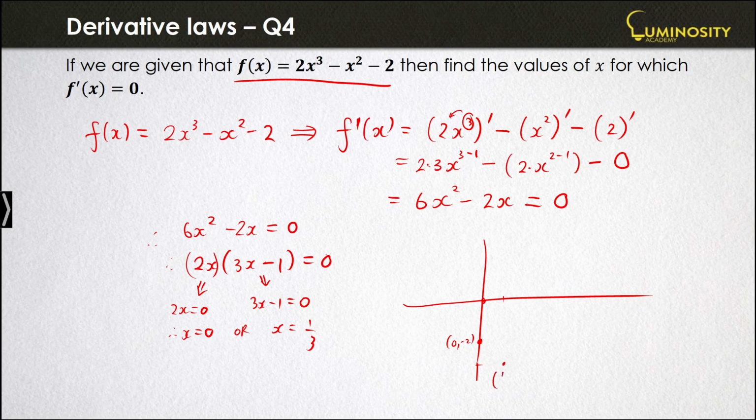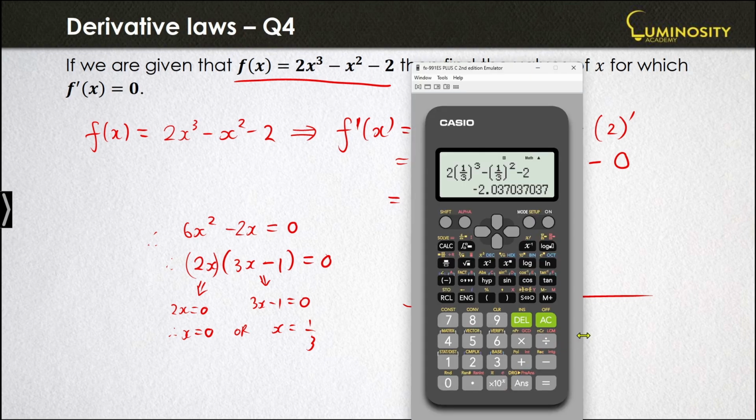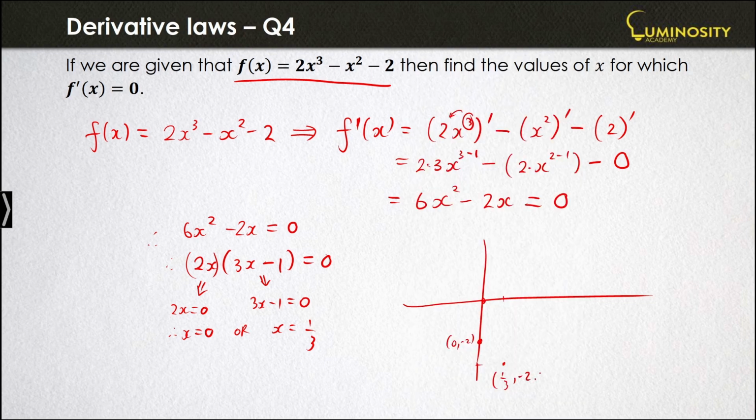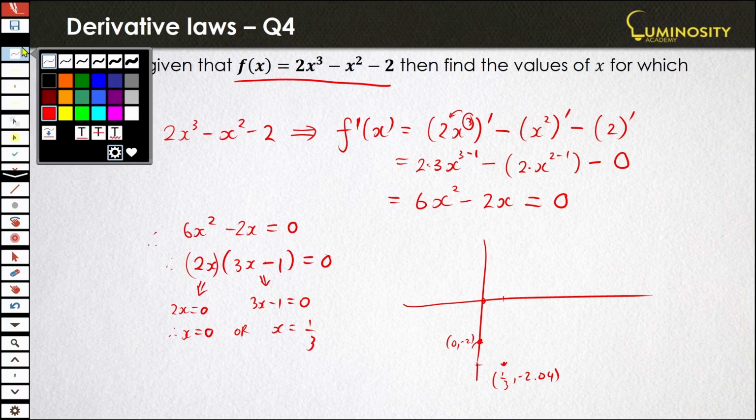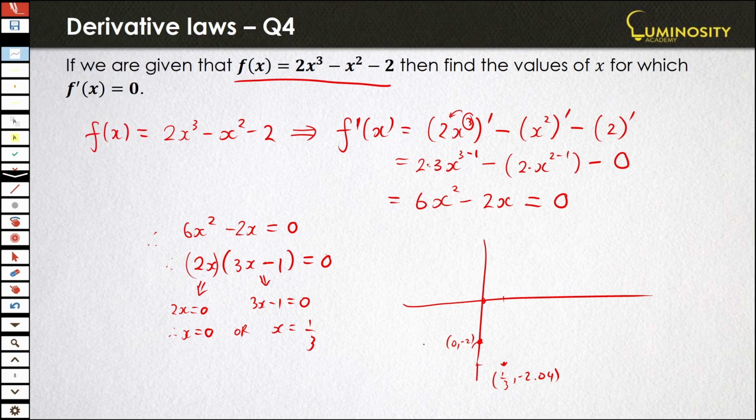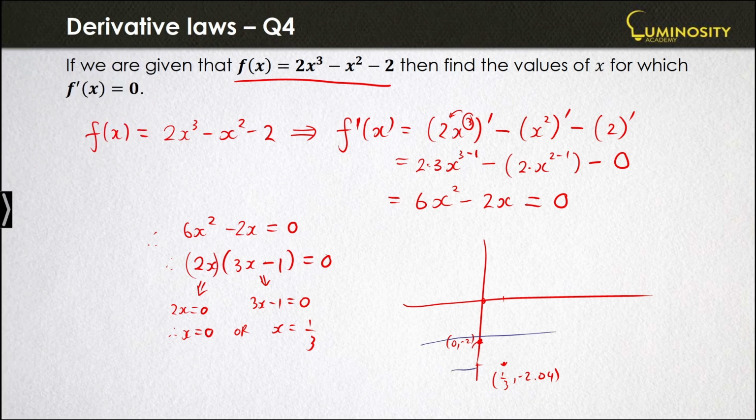So at x equals 1/3, I have negative 2.04 if I round off. Okay, what it just means is that depending on what this graph looks like, what's going to happen here at these points is that when we look at the tangent lines at that point, the gradient is going to be 0. That's what the derivative of 0 means. The gradient of that tangent line is going to be 0 at those 2 points. Okay, and we'll have a better look at that when we sketch cubic functions.